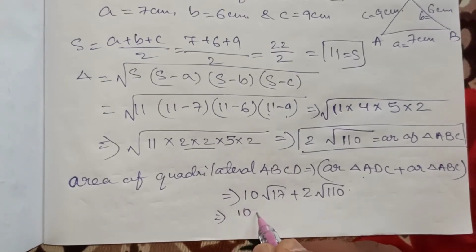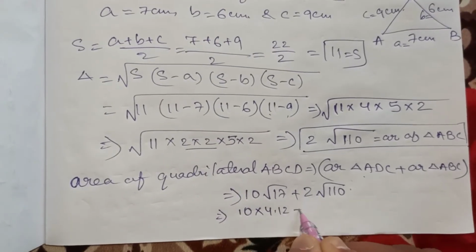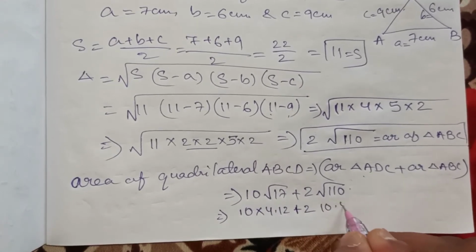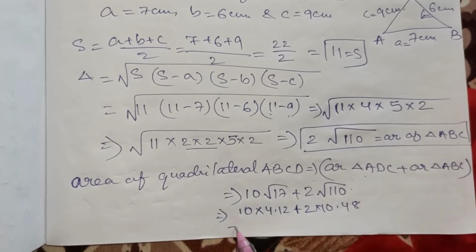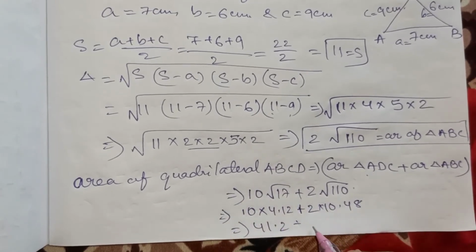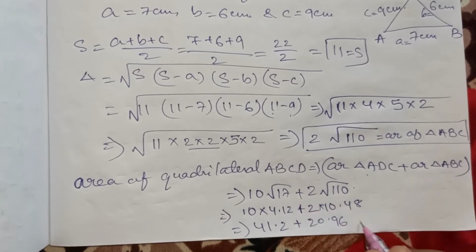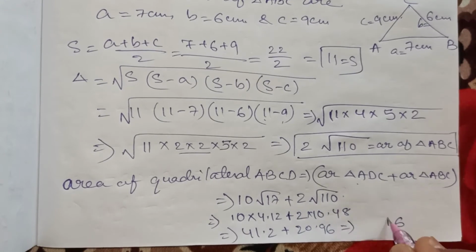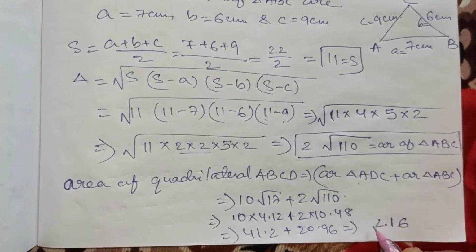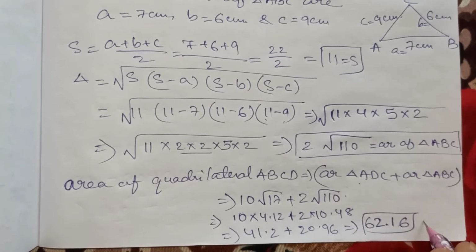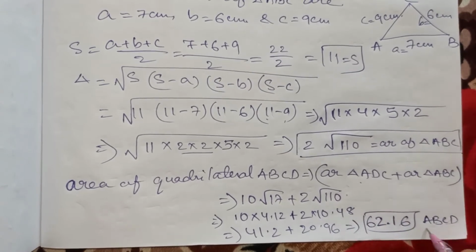Substitute the value of root 17, that is 4.12, plus 2 into root 110, which is 10.48. Multiply and add. This will become 41.2 and this will become 20.96. When we add, it will be 62.16, which is the area of quadrilateral ABCD.